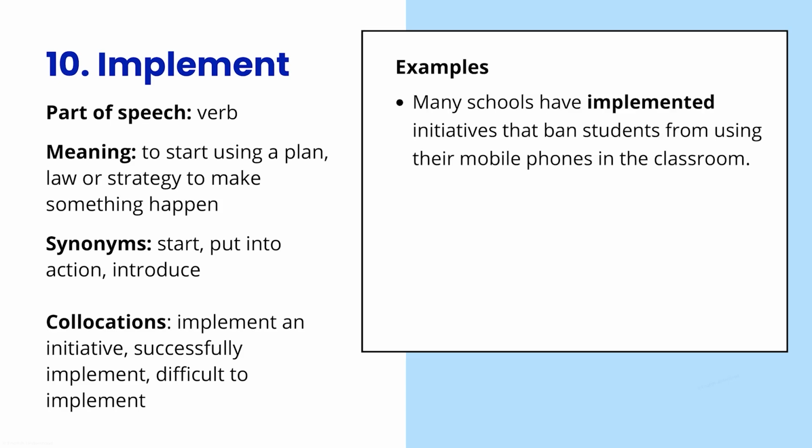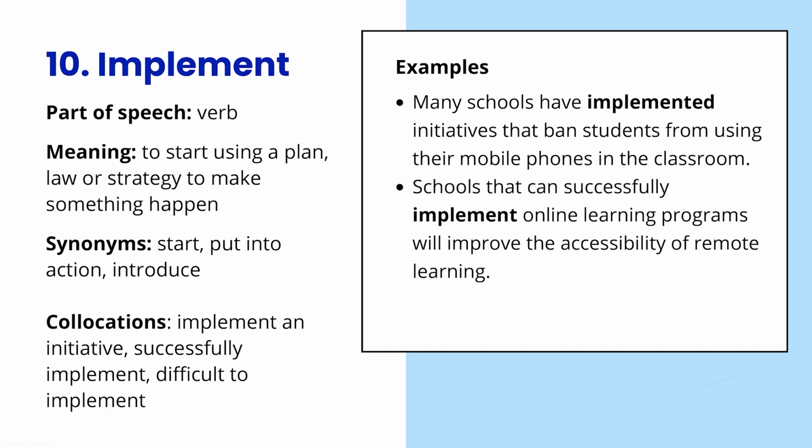Many schools have implemented initiatives that ban students from using their mobile phones in the classroom. So this simply means that many schools have started using plans or strategies, and these plans or strategies ban students from using their phones in the classroom. They can't use their phones in the classroom. Schools that can successfully implement online learning programs will improve the accessibility of remote learning. So implement is a great word to use when you're saying that a plan or strategy is put into action.